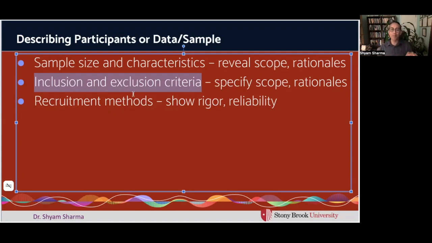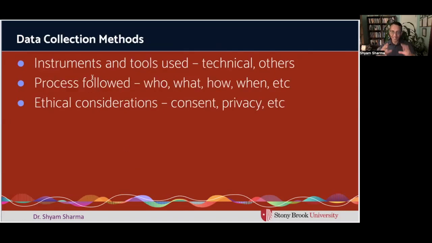So anything in the method, data collection process, data collection tools, data analysis process, data analysis tools, anything that needs to be told to the reader so the reader can judge the quality of your writing, that needs to be told. Again, I'm still unpacking a little more.